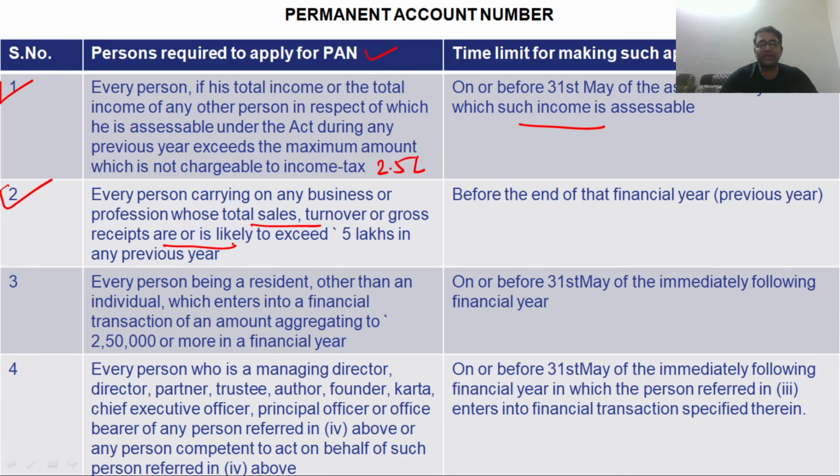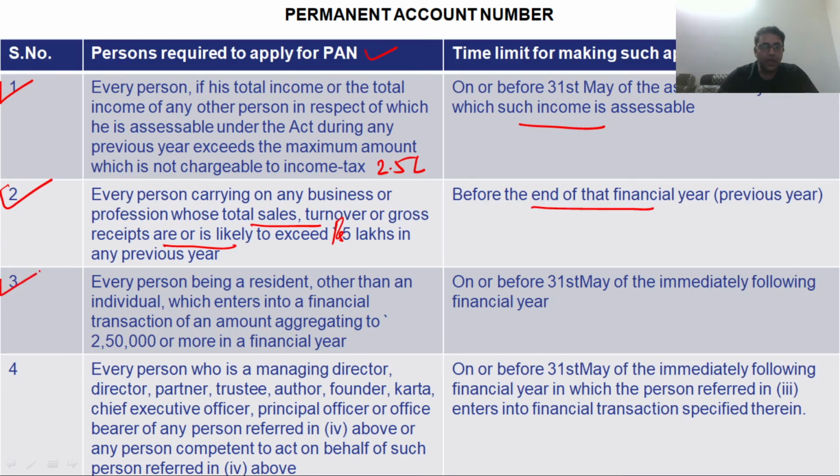Secondly, every person carrying on business or profession whose total sales, turnover or gross receipts are likely to exceed rupees 5 lakhs in a year. So if any person is carrying on any business or profession and his turnover, sales or gross receipts is likely to exceed 5 lakhs in any previous year, then he has to apply for a PAN card before the end of that financial year. Sales means sales turnover. If his sales total exceeds 5 lakhs in that previous year, then he needs to apply for a PAN card.